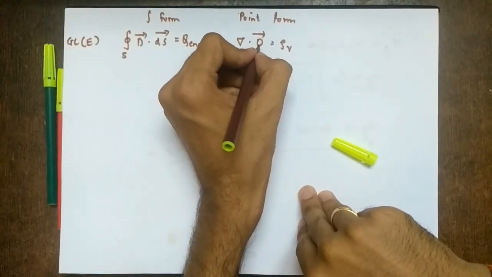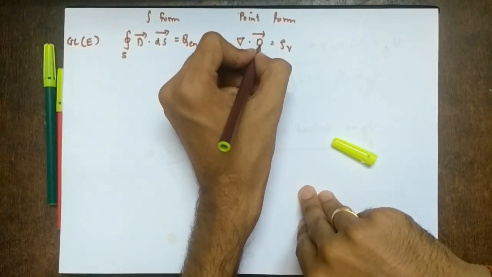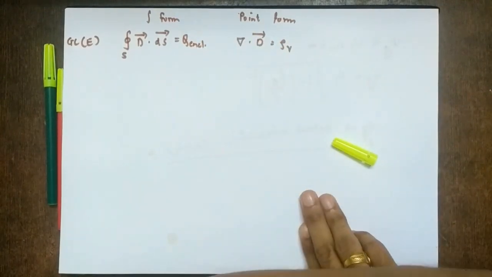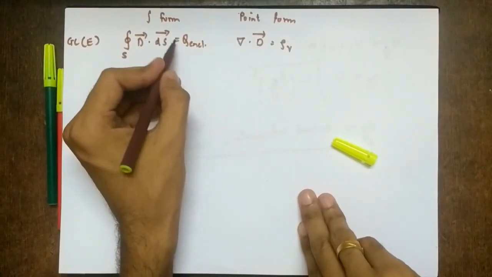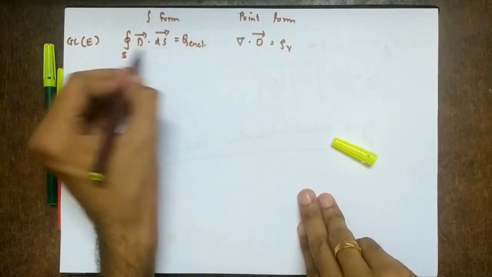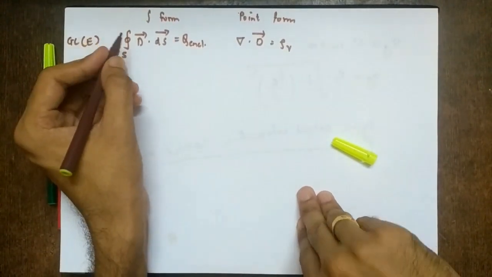What is the unit for D vector? D vector is what first? It is electric flux density. And what is the unit? Coulomb per meter square. And now you state this Gauss law. From this equation, you should be able to state the Gauss law. There is no need to buy it.